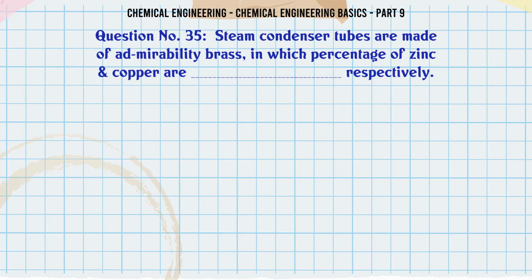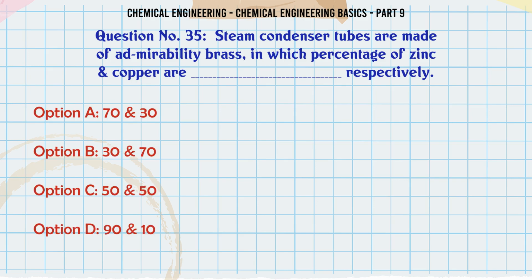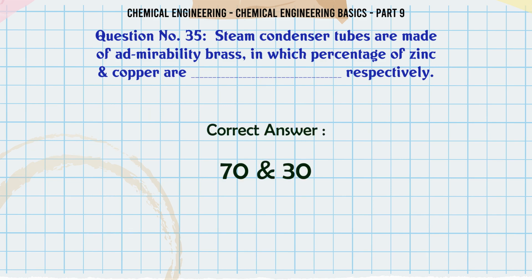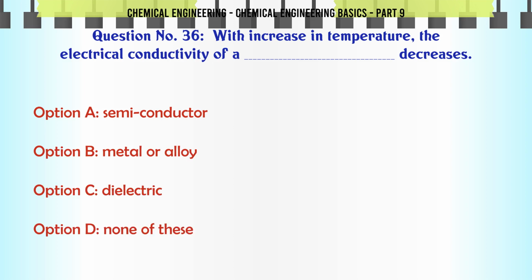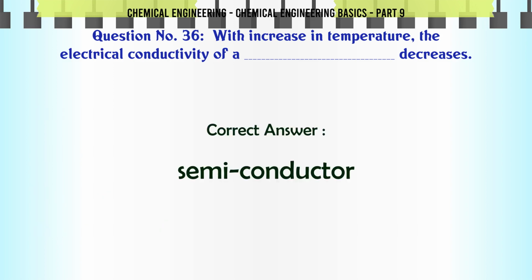Steam condenser tubes are made of admiralty brass in which percentage of copper and zinc are respectively: A. 70-30, B. 30-70, C. 50-50, D. 90-10. The correct answer is 70-30. With increase in temperature, the electrical conductivity of a ___ decreases: A. semiconductor, B. metal or alloy, C. dielectric, D. none of these. The correct answer is semiconductor.